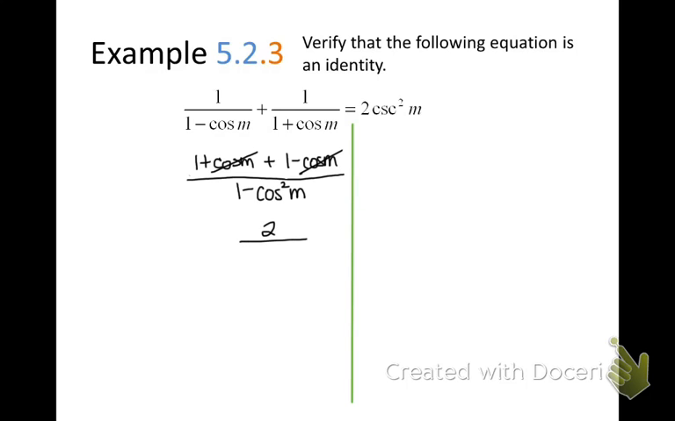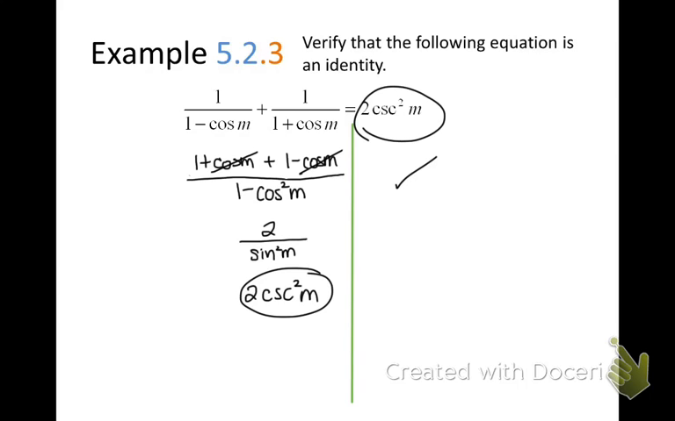That is a Pythagorean identity. That is the sine squared of m. Okay? Now what? Yep. So at this point, you can reciprocate this up by changing it to the cosecant. And what do you notice? They're the same, and so we can be done on that one.